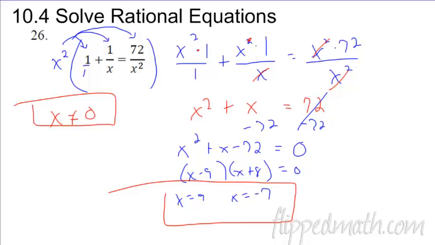That is the entire chapter in a nutshell. I hope that helps out. Try the review or try the corrective, and good luck.